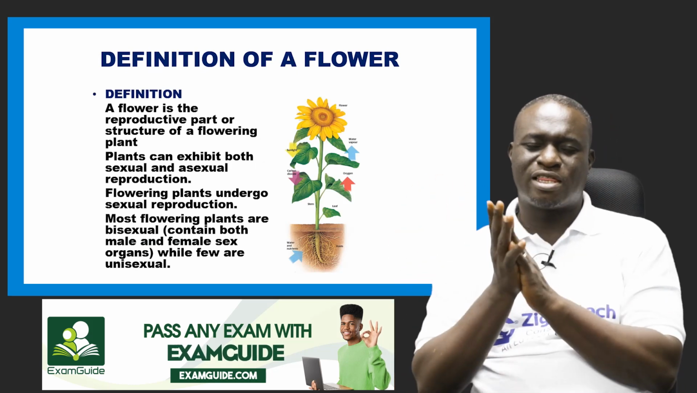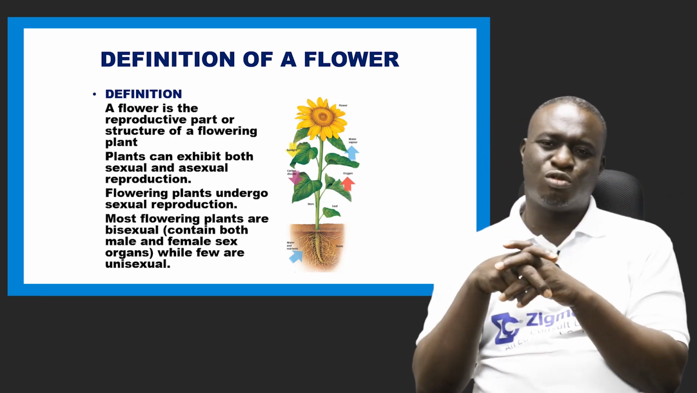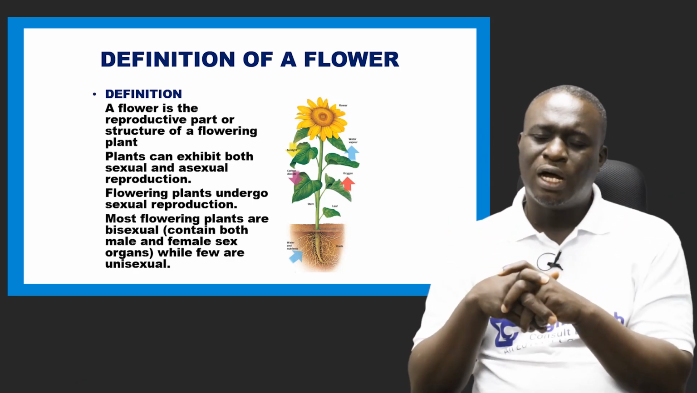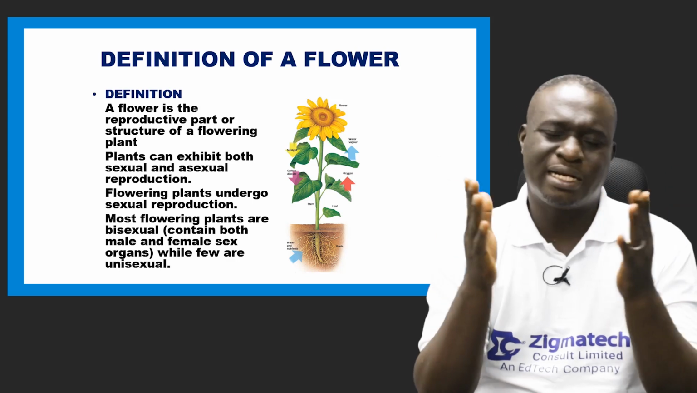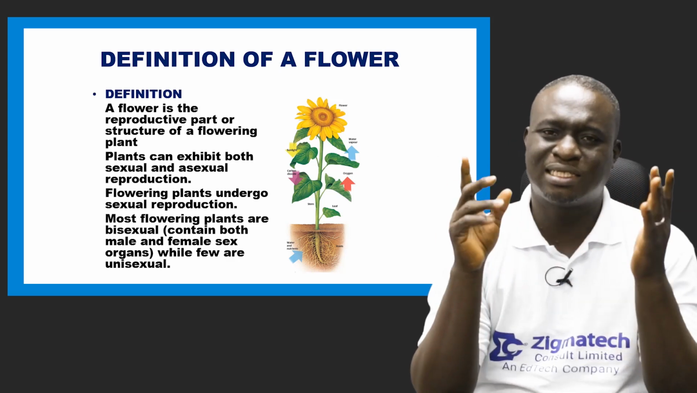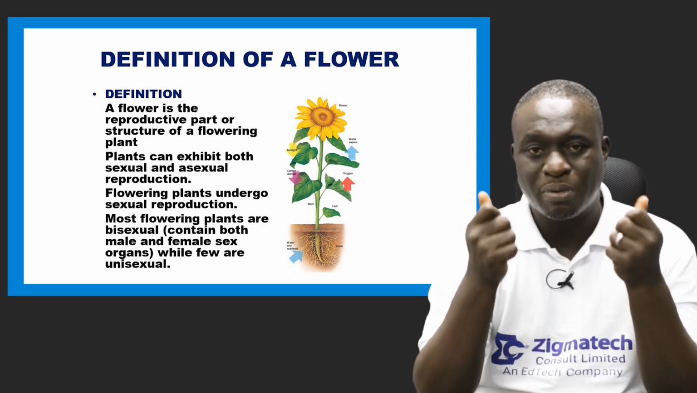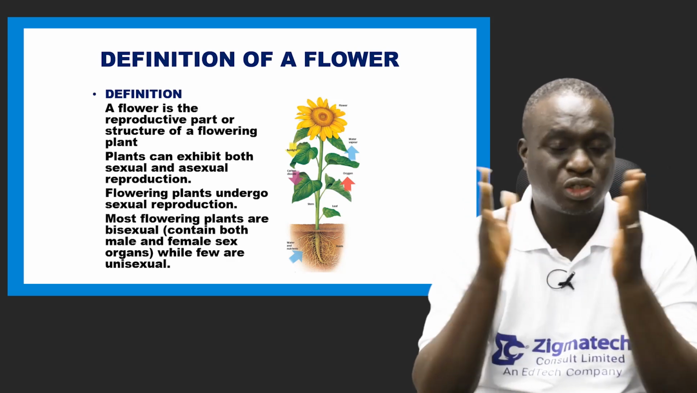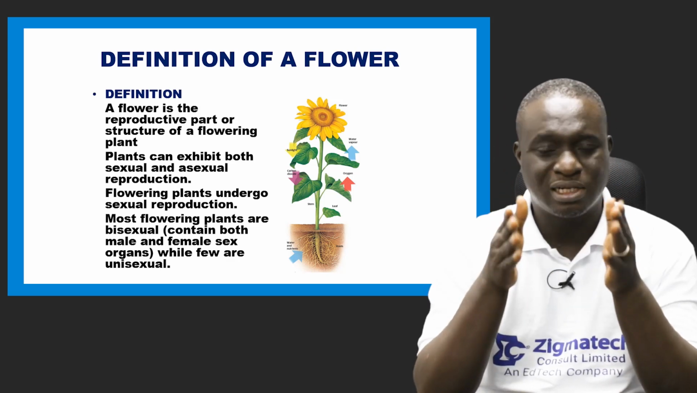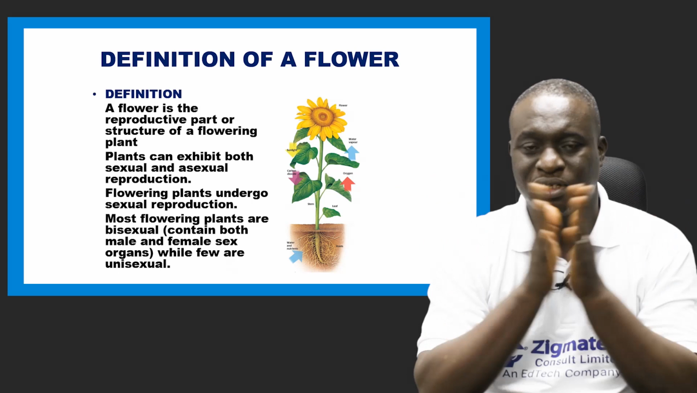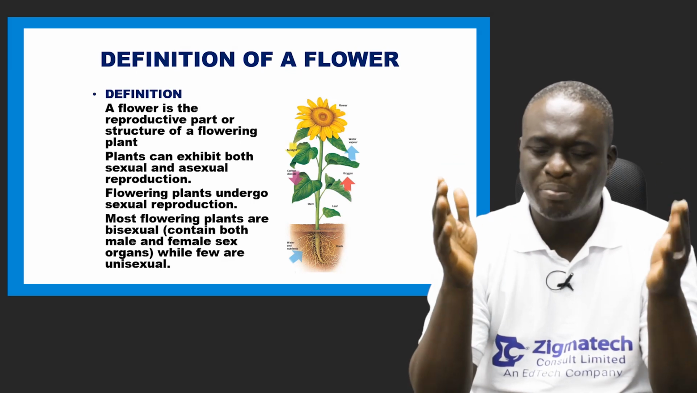Now let's start with plants. Remember, I told you while we started that plants also undergo sexual reproduction. If you look at the structure of a plant, there are several organs that make up a plant. A plant has a root. Most times when you ask people or children to draw a plant, they draw the stem, the leaves, the roots, and the flowers. These are the major parts of the plant.